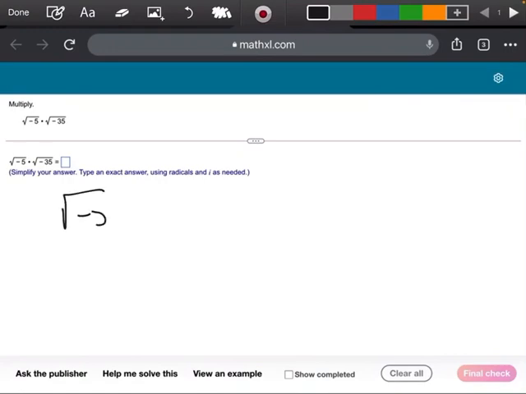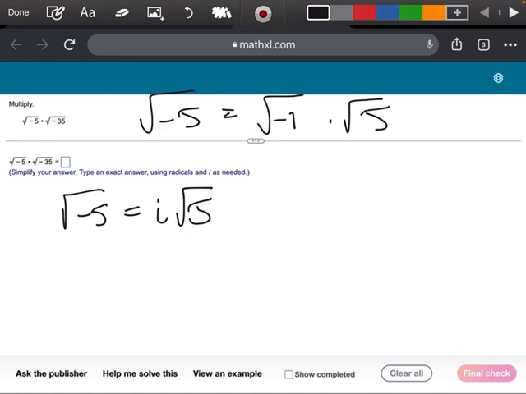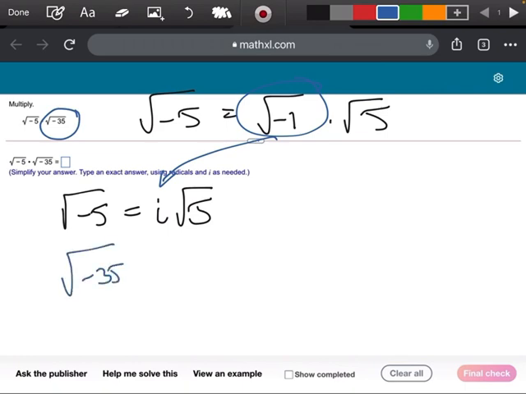So the first thing I'm going to do is, when I see the square root of negative 5, remember I can simplify this into an imaginary number by writing it as i times the square root of 5, right? Because the square root of negative 5 is really the same thing as the square root of negative 1 times the square root of 5. And by definition, the square root of negative 1 is i, okay? I'm going to do the same thing here. The square root of negative 35, I can write as i square root of 35.